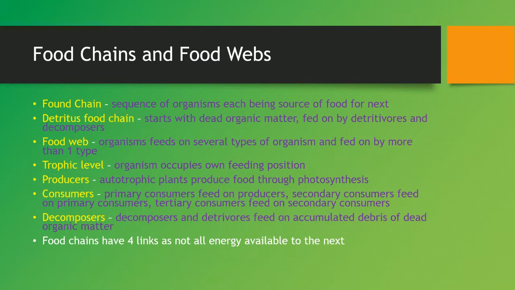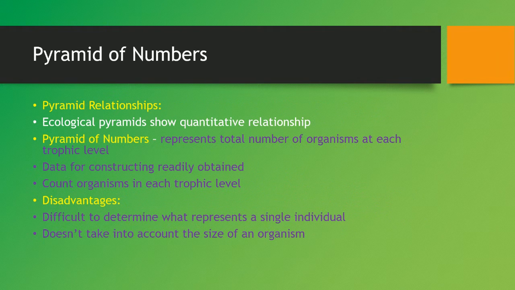You also then have your different types of consumers. So primary consumers, secondary consumers, and tertiary consumers are all different trophic levels. The primary consumers will feed on the producers, secondary consumers will feed on the primary consumers, and you guessed it, the tertiary consumers will feed on the secondary consumers. You then have your decomposers, which consist of decomposers and detritivores, which feed on accumulated debris of dead organic matter. Food chains will only have a maximum of 4 links because not all the energy is available to the next trophic level.